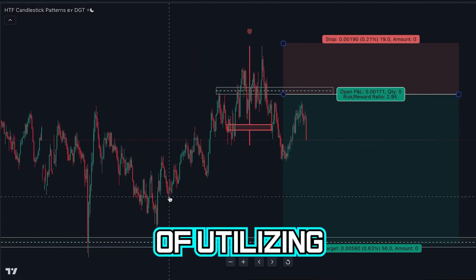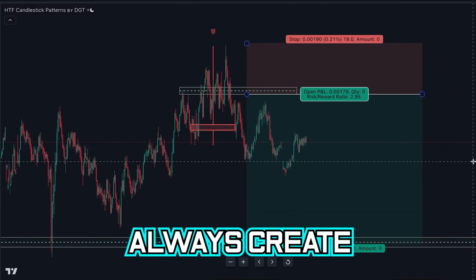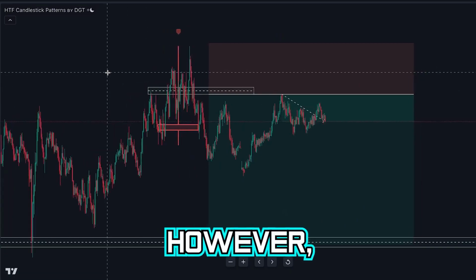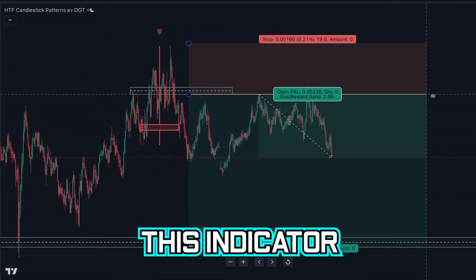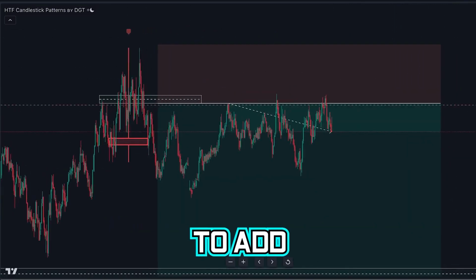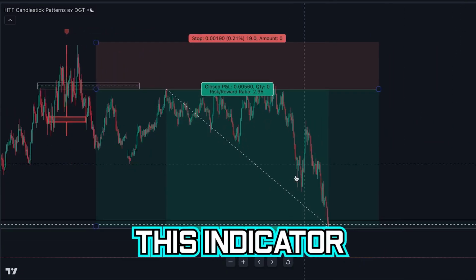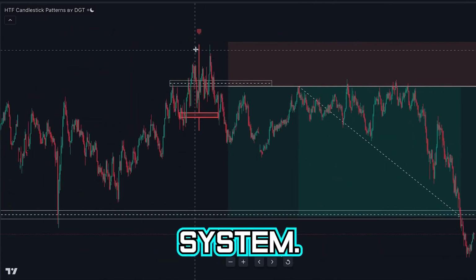There are many ways of utilizing this indicator, and you can always create your own strategy and use your preferred timeframe. However, in order to truly utilize this indicator to its fullest potential, we will need to add another indicator to the chart to cover further aspects of the market not covered in this indicator to have a profitable system.